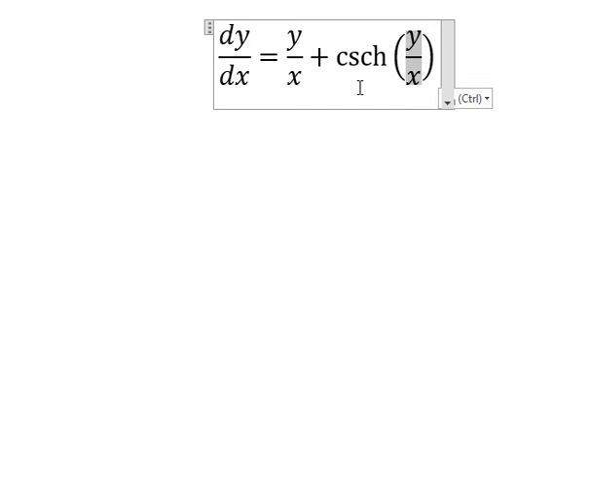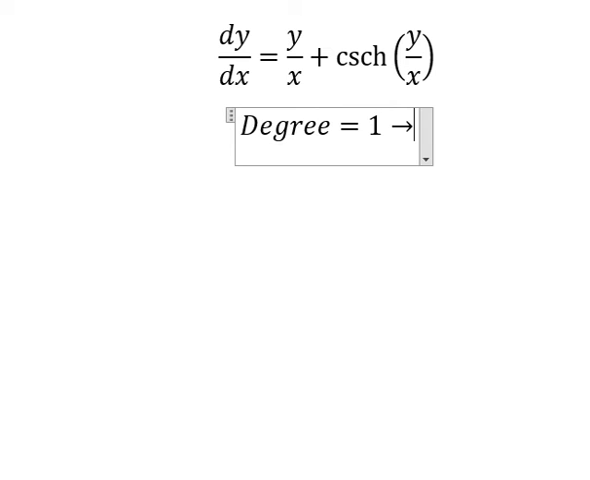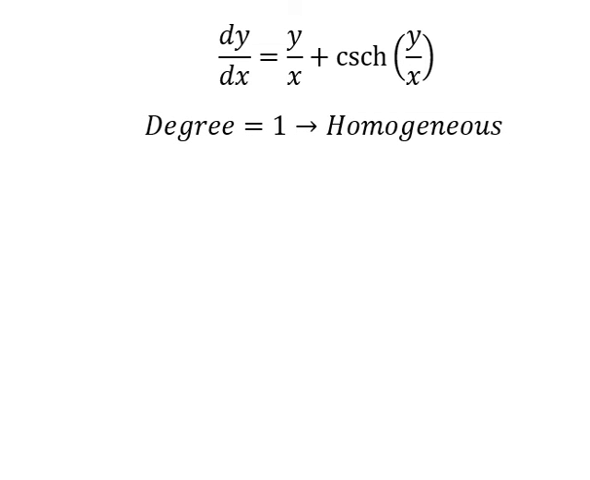We have y over x, y over x. So they are the number 1. So this is about homogeneous. So I will put y equal to vx. Later, we need to first do the derivative for both sides.